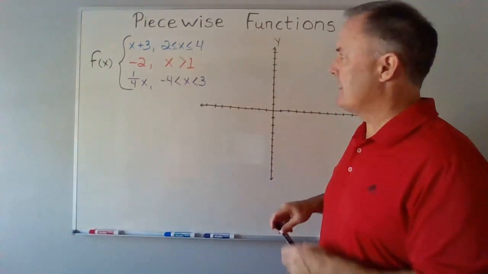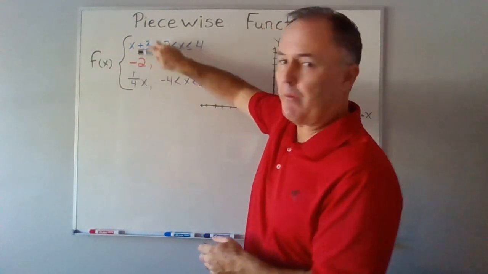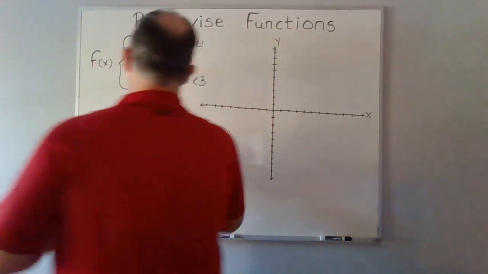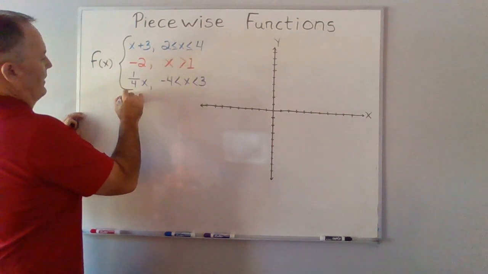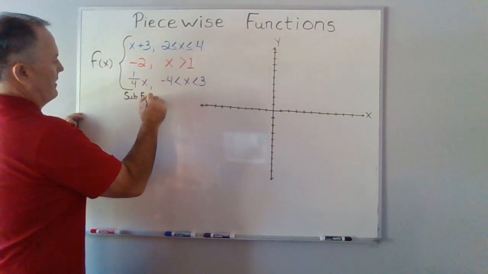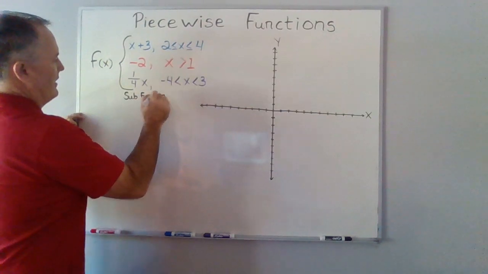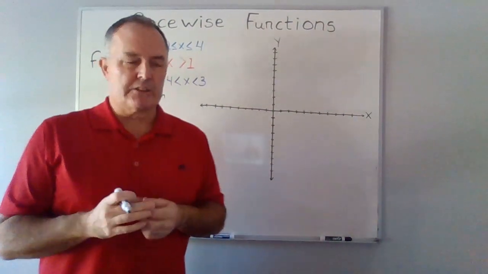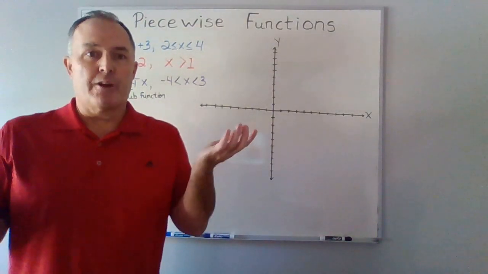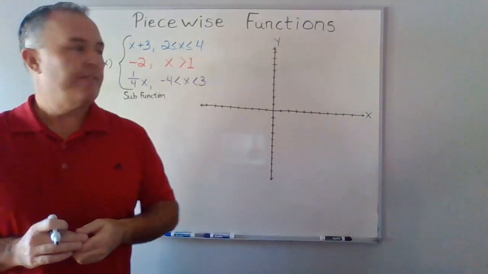As a matter of fact, this first part, right before the comma in each, is actually what we're going to be graphing. So this part is called our sub-function. All right, that's our sub-function. Basically, this is nothing more than linear equations that we're going to put on the graph.